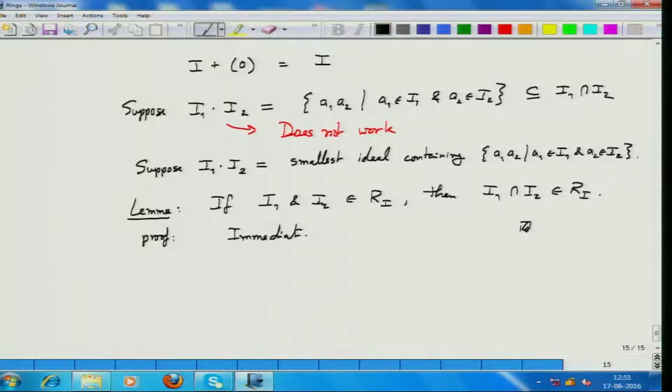And this lemma ensures that there is indeed a smallest ideal that contains the set. Because if there is more than one ideal containing this set, their intersection will also contain this set, and that is also an ideal, which is smaller than these two individually. So you can keep taking intersections, essentially take all ideals that contain this set, take their intersection. That's an ideal, and that's the smallest ideal containing it. There is another very nice characterization of this ideal, I1 dot I2.